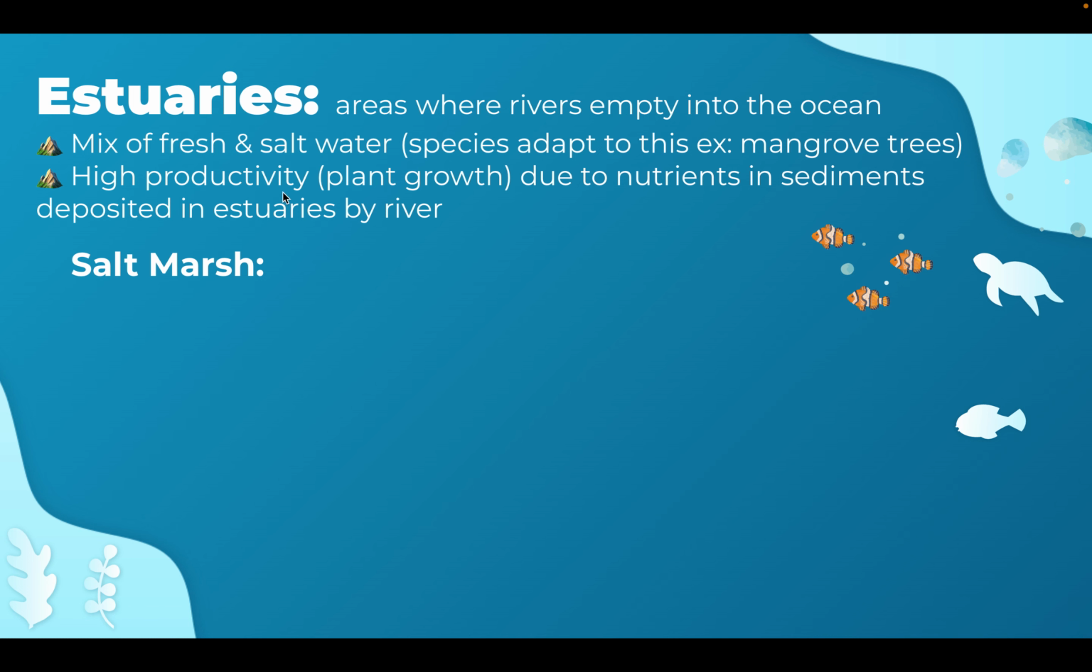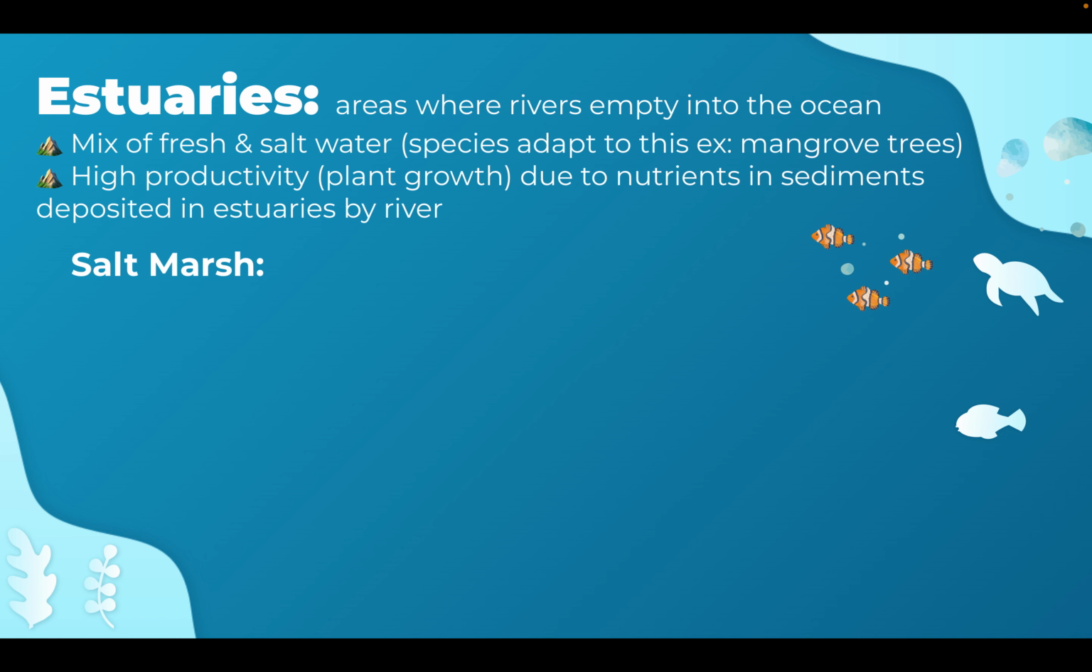You have high productivity. We're going to talk about productivity in a few days, you'll do a lab actually over productivity. But productivity basically means plant growth, okay? So you have a high amount of plant growth in an estuary due to the nutrients in the sediments deposited by the river. So the river will move those sediments into an estuary area, and then all those sediments will just build up and lead to lots and lots of nutrients. The plants are really happy because they have everything they need to grow.